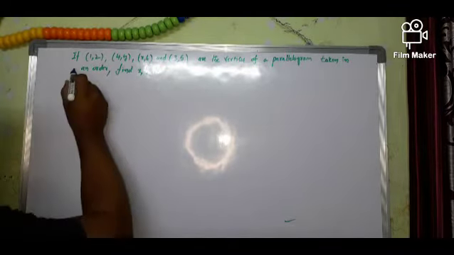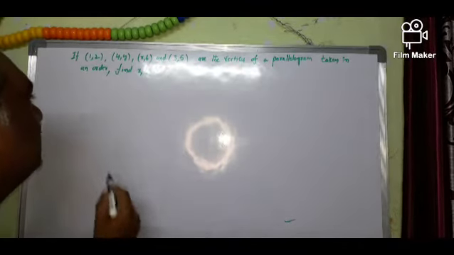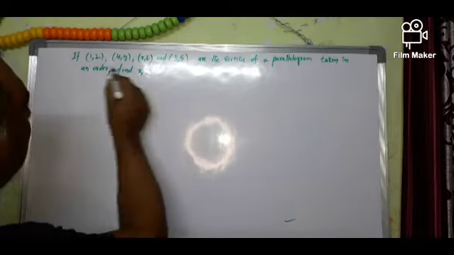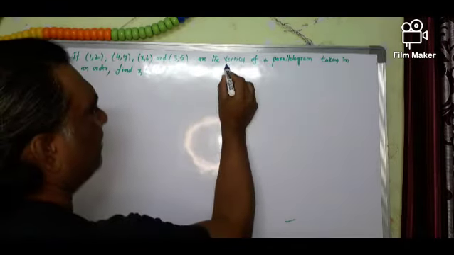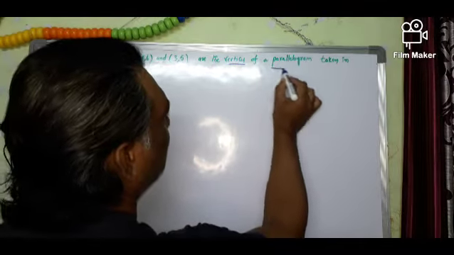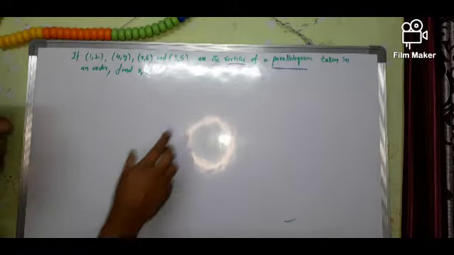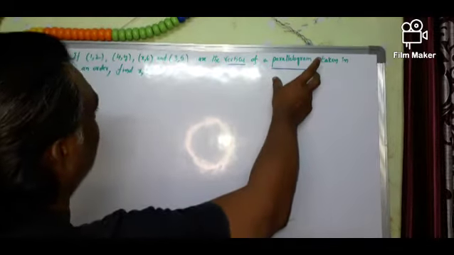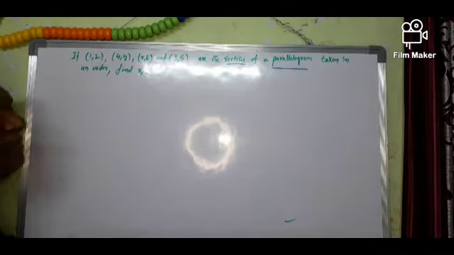If (1, 2), (4, y), (x, 6) and (3, 5) are the vertices of a parallelogram taken in order, find x, y. We are given a geometrical figure, a parallelogram, whose four vertices are these.